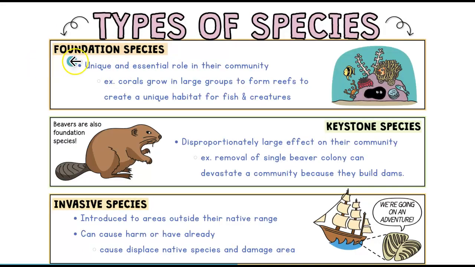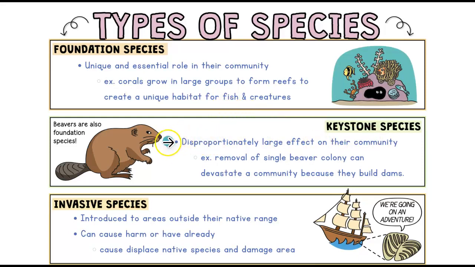Types of species come in foundational, keystone, and invasive species. Foundational species are unique and have an essential role in their community. An example would be corals, which grow in large groups to form reefs, creating a unique habitat for other organisms like fish and creatures to live in.